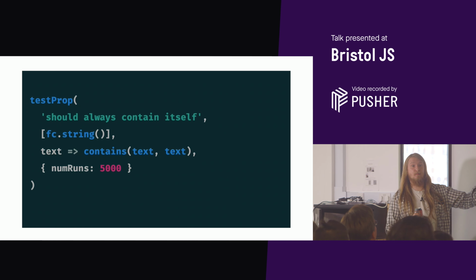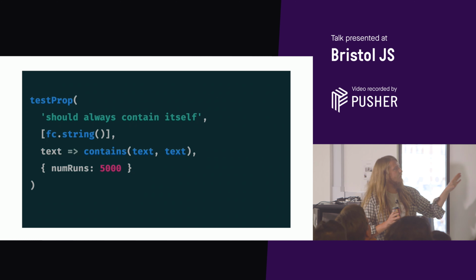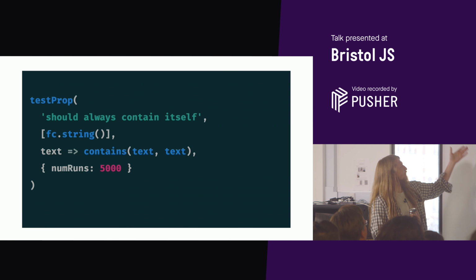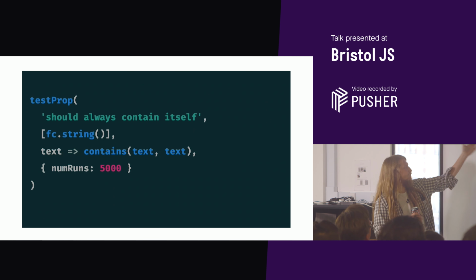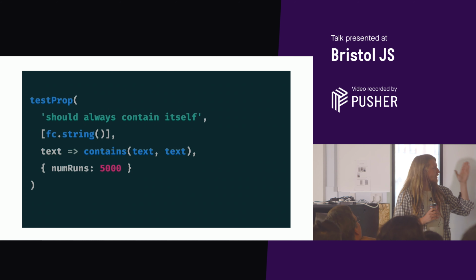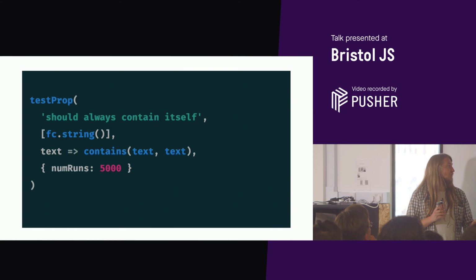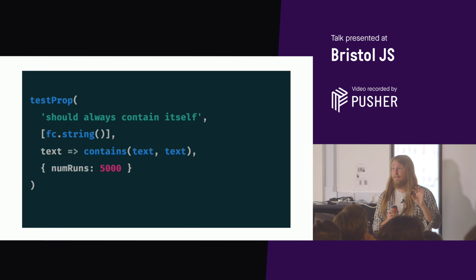It's not a value at this point. It hasn't given you a string. You have to plug it into a function, like this one. So if you plug it into the test prop function, it will run the body of our test here 5,000 times, and each time text will be a different string.